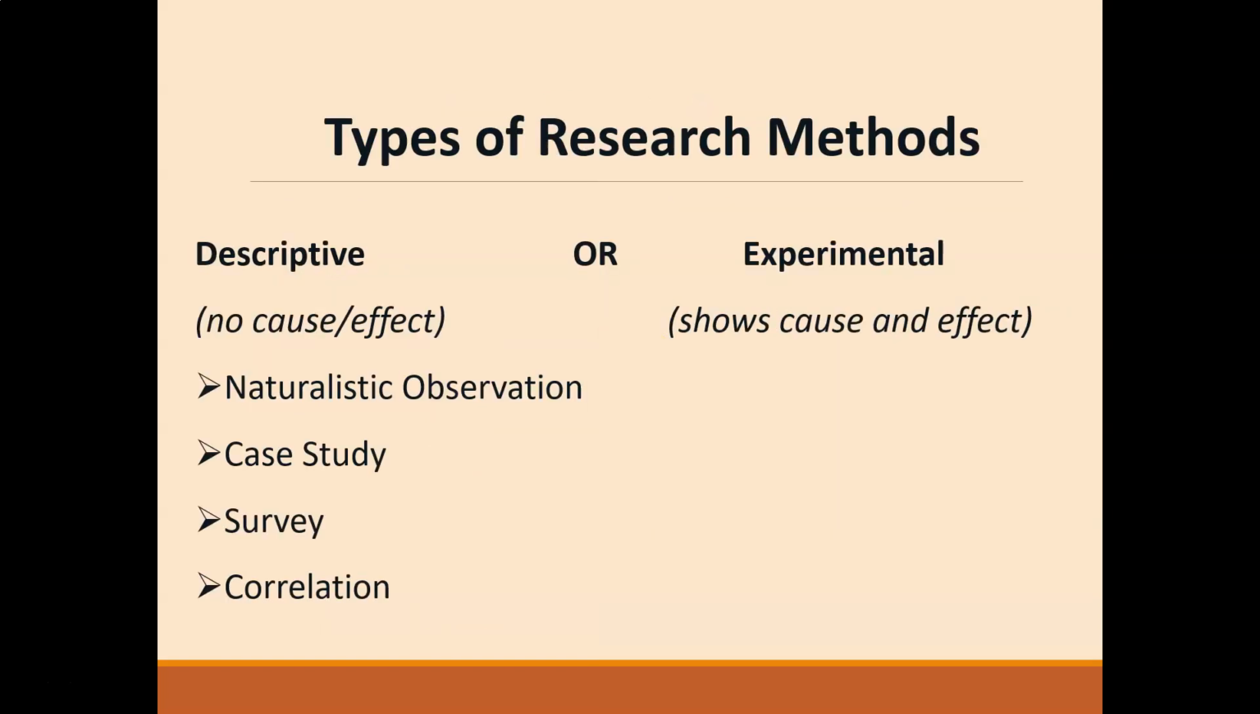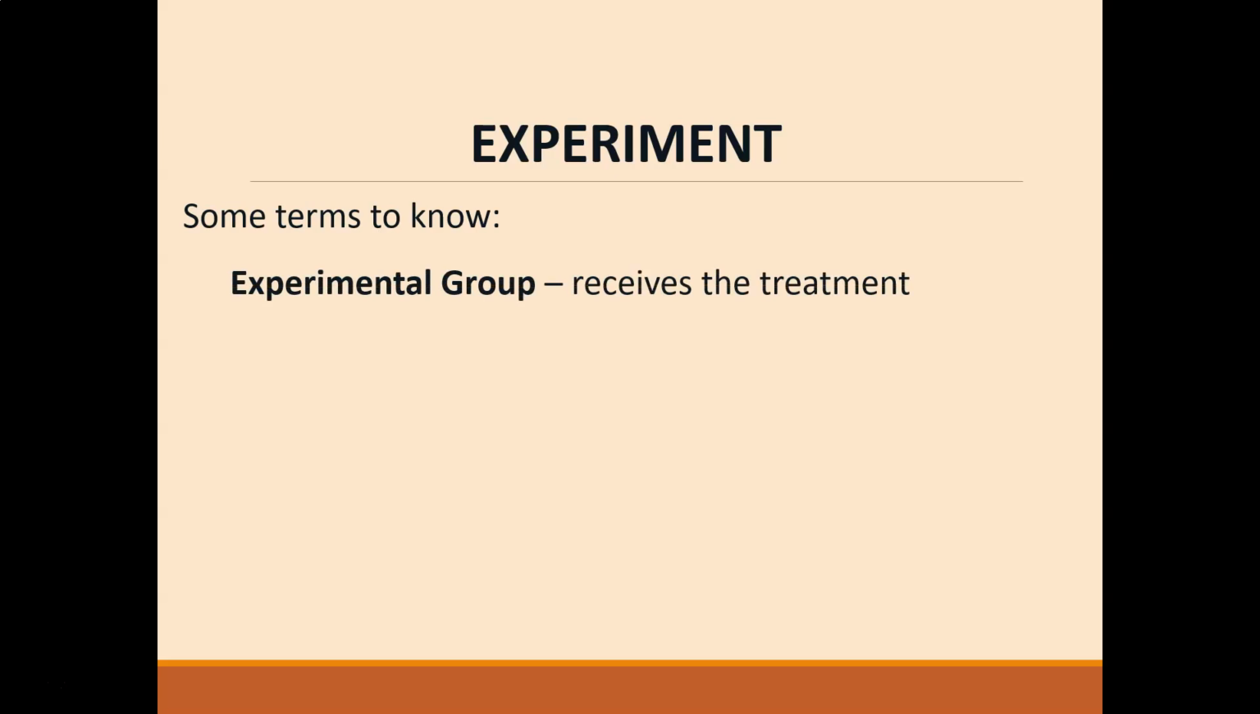So back up. Remember, we did naturalistic observation, we did case study, we did survey, we did correlation. We cannot say cause and effect. Now we're moving into experimentation, which does show cause and effect. So let's go ahead and look at the experiment. So some terms we want to make sure that we understand before we even begin this is, first of all, the experimental group. We have to have 2 groups. One of them is called experimental group, and that experimental group gets a treatment.